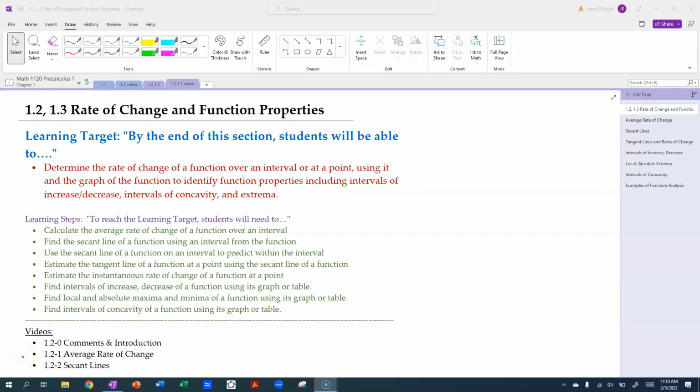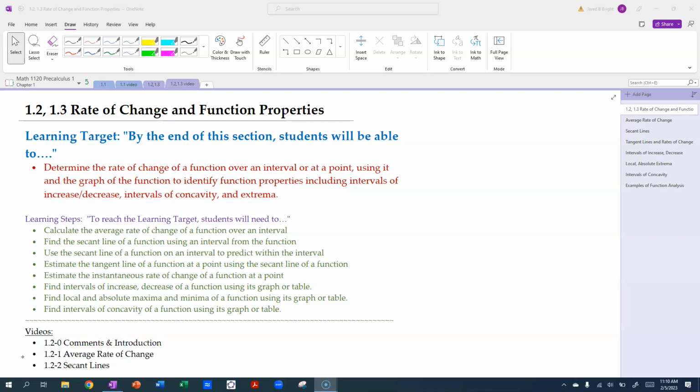In this video series, we're going to continue our discussion of properties of functions and specifically talk about rate of change, and then that leads us into talking about intervals of increase, decrease, concavity, and then extreme values as well. So maxima and minima, that sort of thing. So you can look forward to all that.